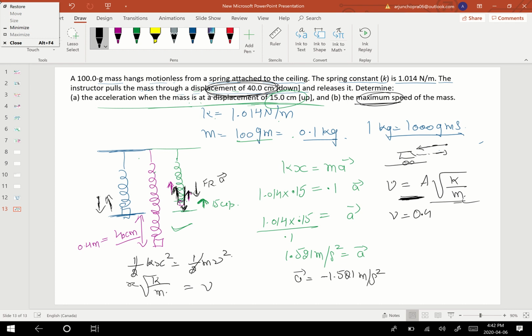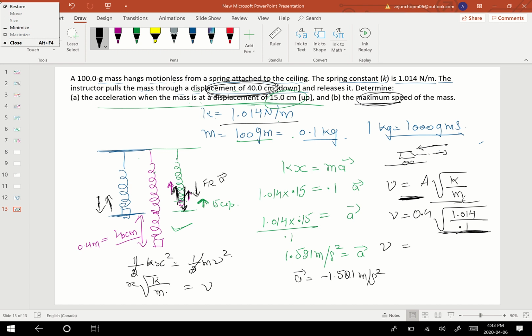So now let's come back to the question. The k value is given to me, which is 1.014, and the mass value given to me is 0.1. So how am I going to solve this? First of all, I'm going to solve whatever is inside the square root and then multiply by 0.4. So 1.014 divided by 0.1, and then I will take the square root of this value and multiply by 0.4. That's going to give me the answer.